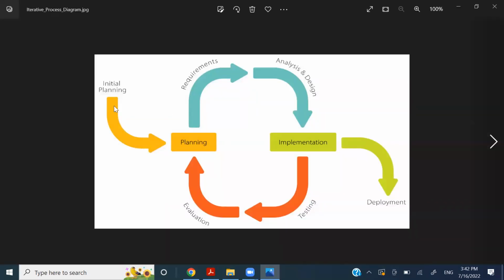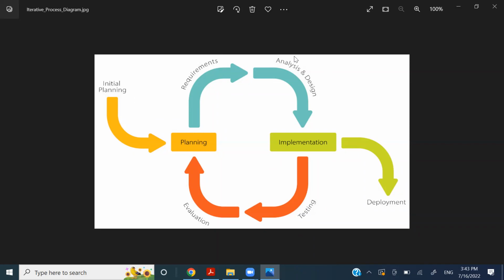Right. So when it comes to the iterative incremental model, they will do an initial planning. Initial planning means the things that are being identified at that particular moment, they will plan accordingly, right? Then they will identify the requirements regarding that initial planning.